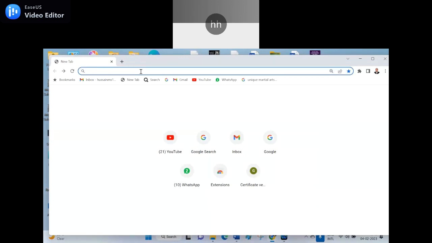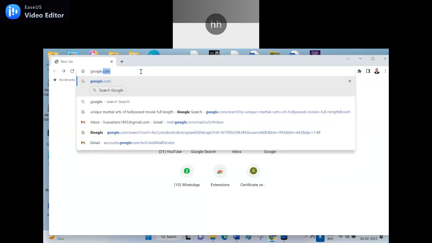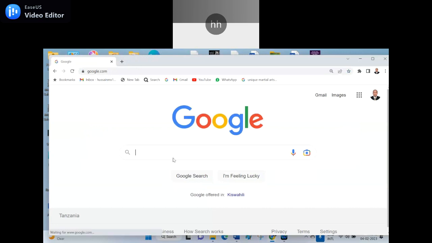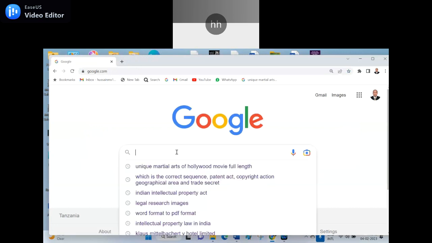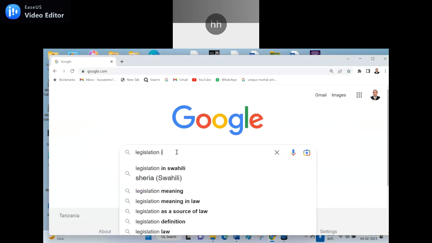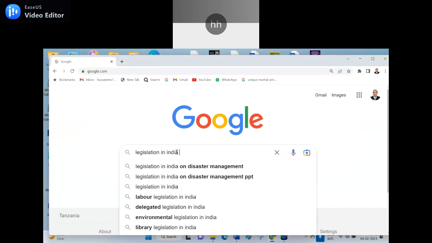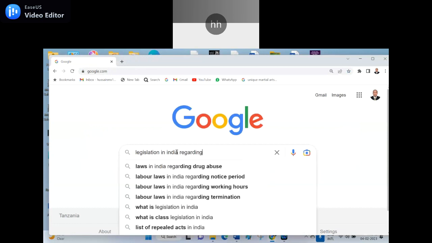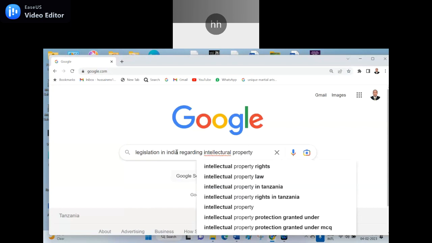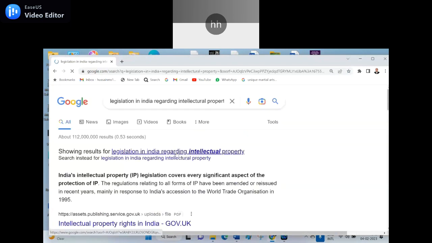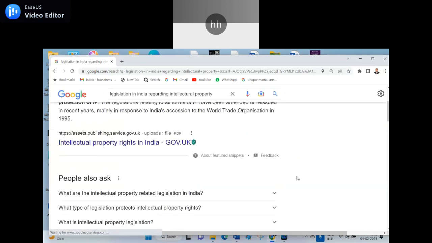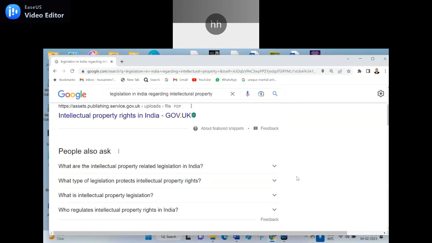2, sir. 2 marks. For the 2 marks, my students will shoot it even though they don't know the answer. That much I can give. The legislation in India, I checked it. Legislation in India regarding the intellectual property. It's a government of UP site. What are the intellectual property related legislations? Yeah, here.